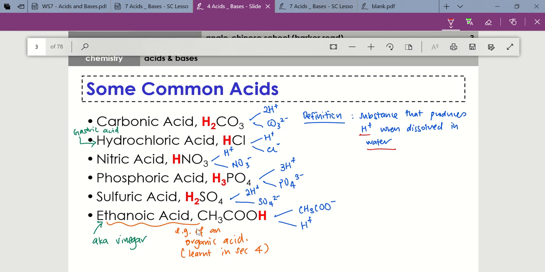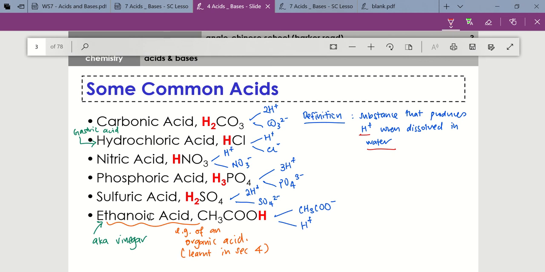This is an example of an organic acid, and the other name for ethanoic acid is what we commonly know as vinegar. So if you have smelled vinegar before, especially if you have gone to Din Tai Fung and eaten xiao long bao, you will definitely need vinegar, right? That is a sour tasting condiment. Okay, so that is ethanoic acid.